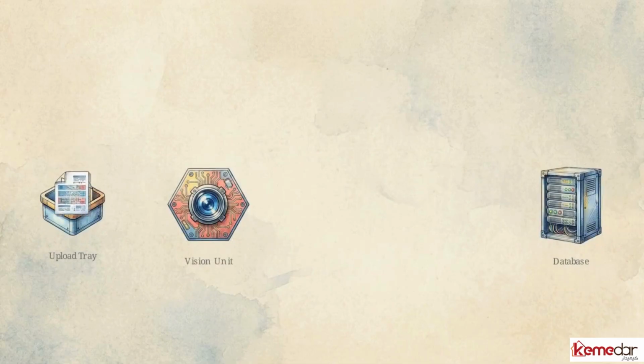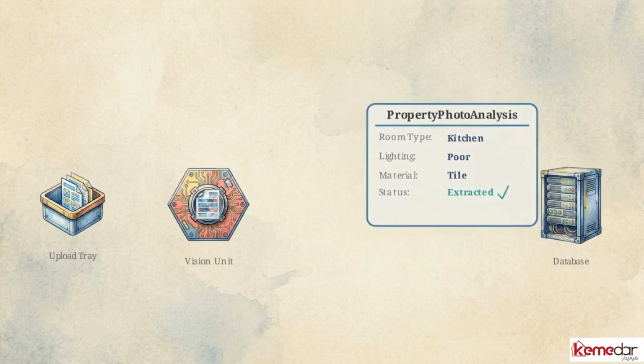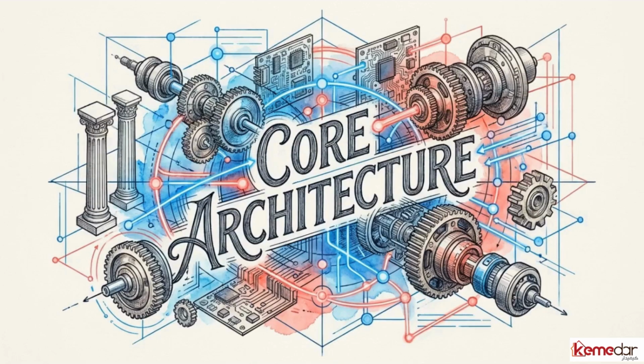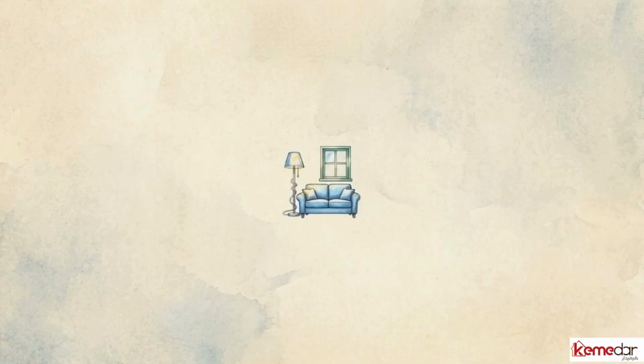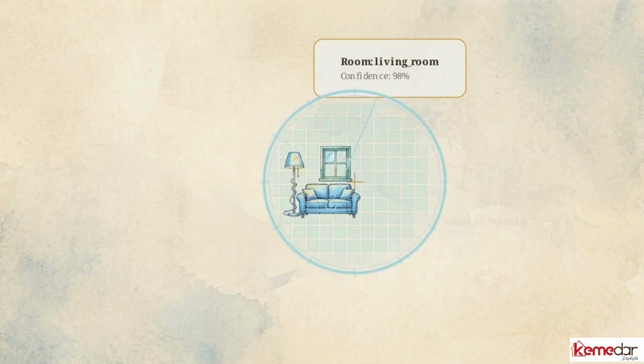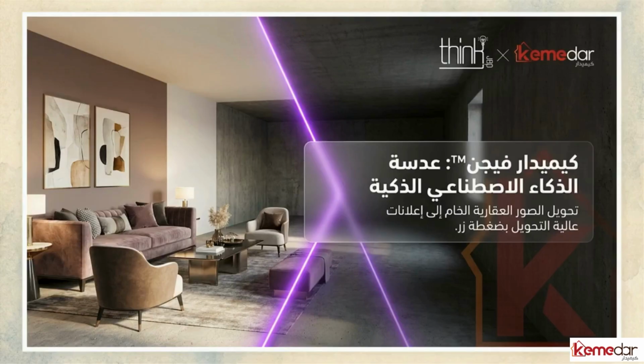It requires turning the initial moment of upload from a passive file transfer into an active, deterministic data extraction event. This is the architectural thesis behind Kemedar Vision. Instead of treating an image simply as a picture to be hosted, the system treats every individual pixel as queryable real estate data. Contrast the traditional upload pipeline with this intelligent architecture.